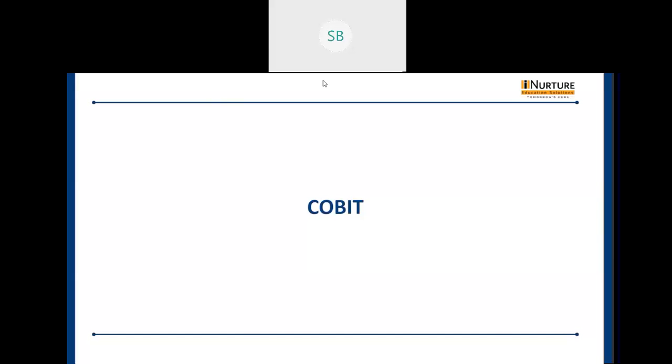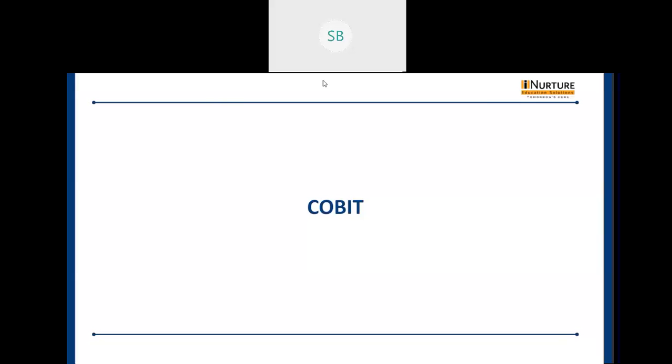Okay. So first we should understand what COBIT stands for. It is an acronym that stands for Control Objectives for Information and Related Technology. It was just a brief introduction of COBIT. It was developed in the 1990s by ISACA.